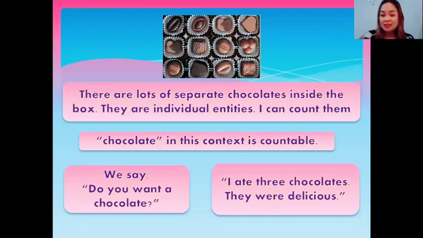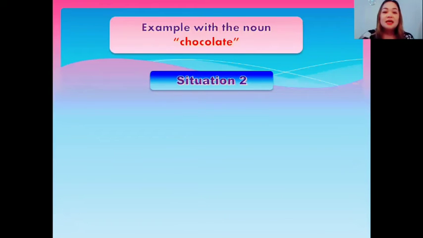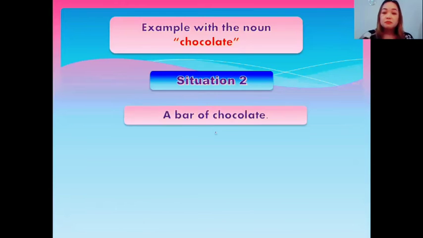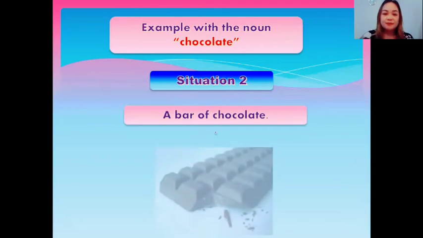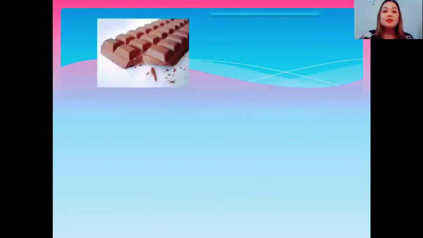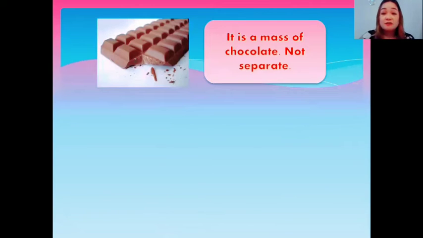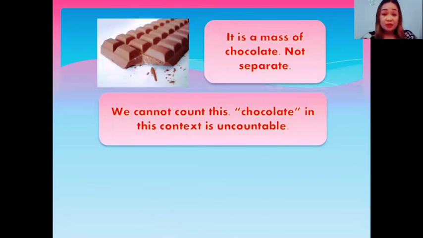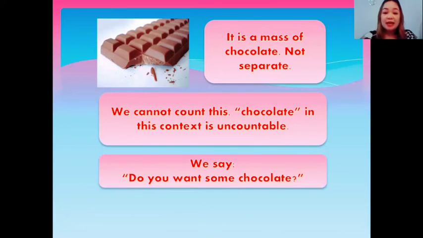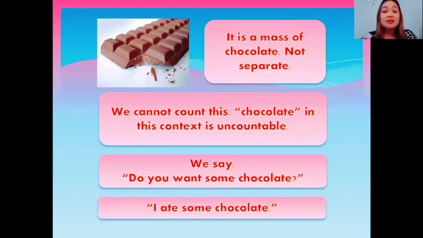They were delicious. Now, situation number 2. A bar of chocolate. It is a mass of chocolate, not separate. We cannot count this. Chocolate in this context is uncountable. So we say, do you want some chocolate? Or I ate some chocolate.